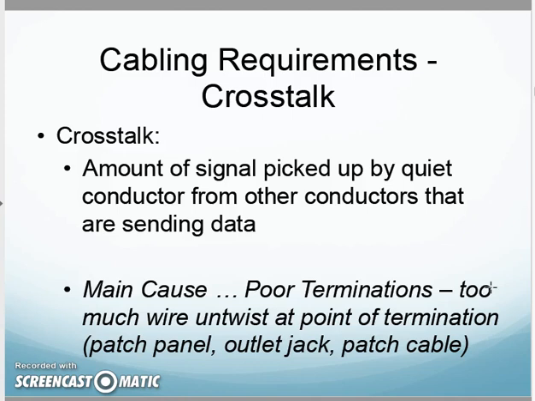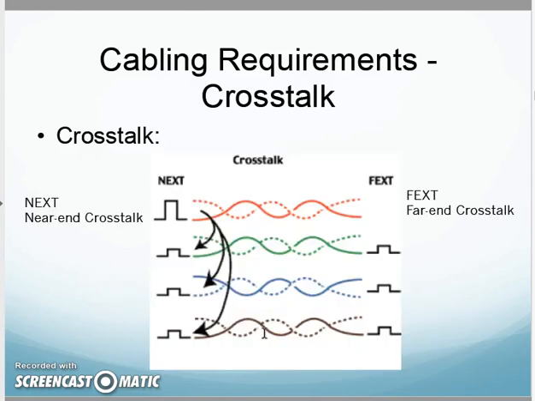So when I have a signal bleeding from one wire to another one, or from one pair, if you will, to another one, that is crosstalk. And the main cause of this is poor terminations. Untwisting the wire too much and allowing signal to jump from wire to wire. And all these terminations occur at the patch panel, at the outlet jack, at your patch cables. So any of those termination points where I'm untwisting, I can open up the possibility for crosstalk or allow crosstalk to occur.